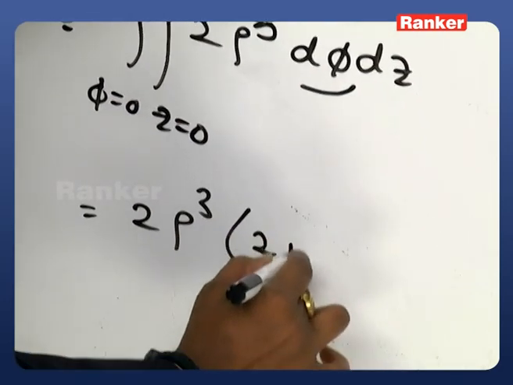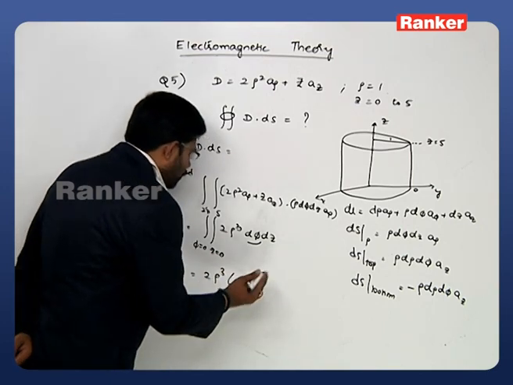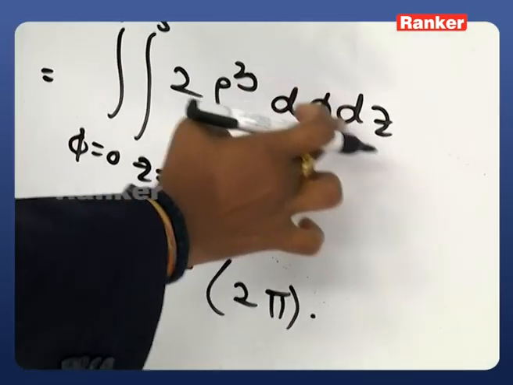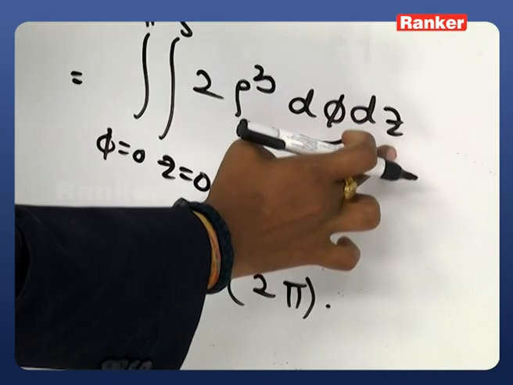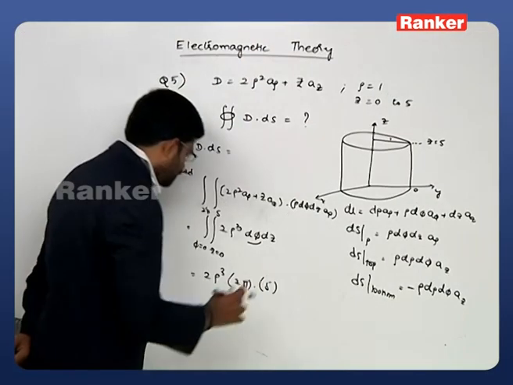So what we get is 2 pi. This is for phi into z. Since there is no other z term, only z, what we get is z taken from 0 to 5, so what we get is phi.